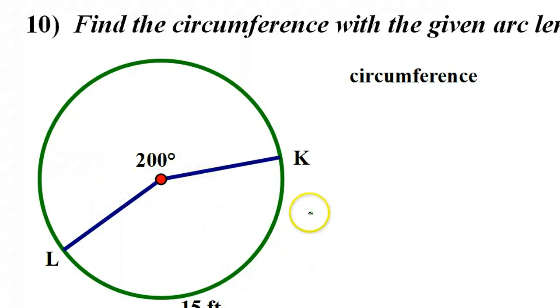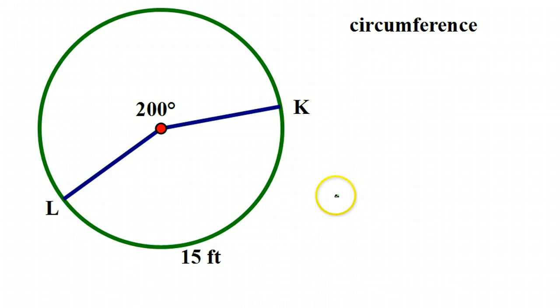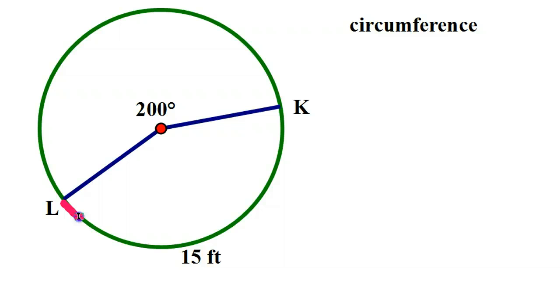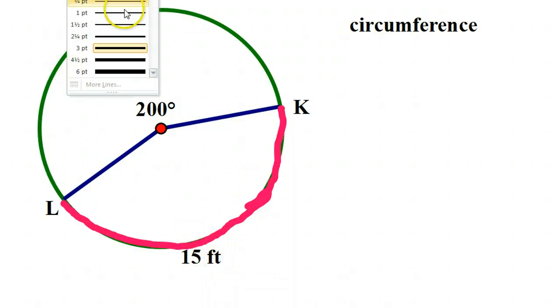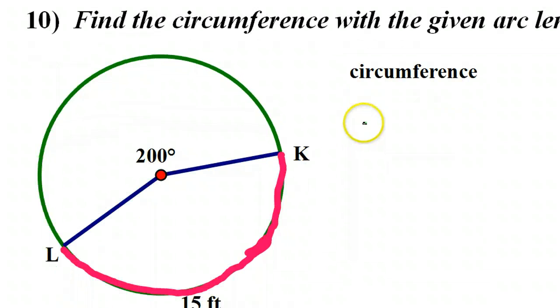Alright, it's a little bit tricky, has a couple different tricks to it, but we're working backwards somewhat. I guess not really. We're given the arc length this time. So this 15 feet is the length of the arc. Let me just emphasize it. You get the idea. The pink arc is the 15 feet. So what we're being asked to find is the circumference, which would be the length of the whole circle.